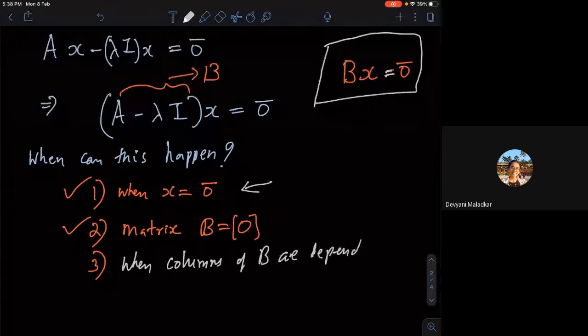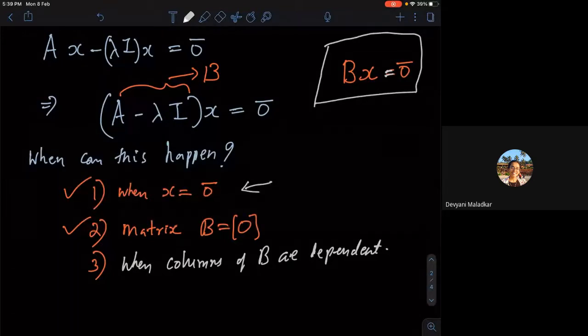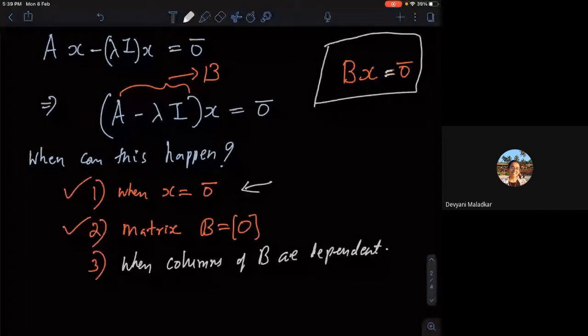So if the columns of B are dependent, I can find these constants C1 to Cn such that when I multiply B with this vector, it gives me 0. And the other is also correct. When the columns of B are independent, you can't find such a vector. It's only possible when the vector x is 0. So the crucial factor is that this is possible when the columns of B are dependent. That's the main crucial factor.